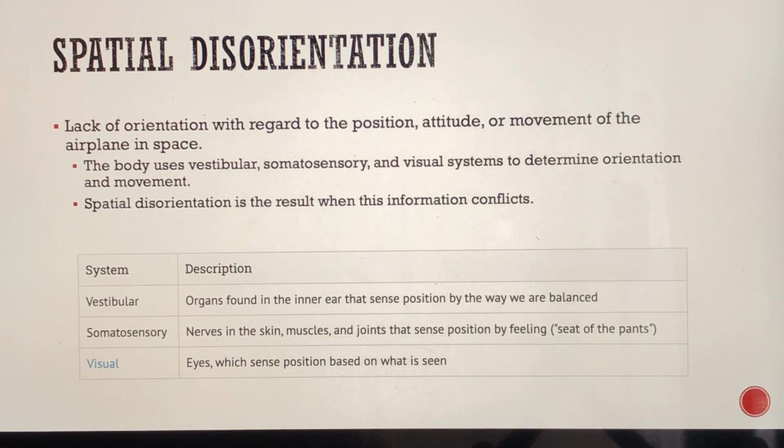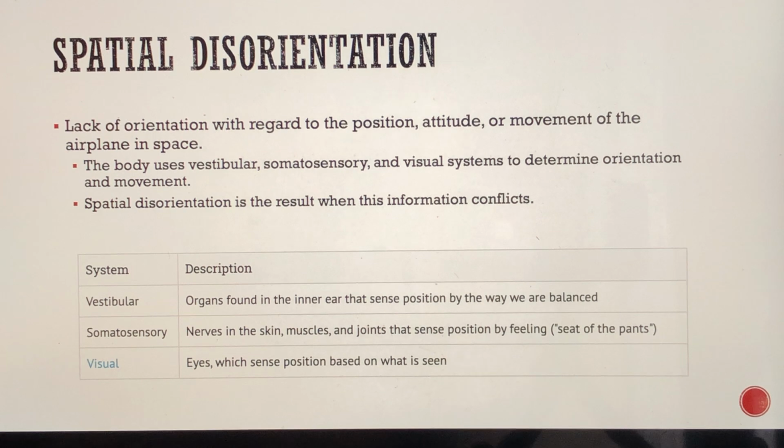So, spatial disorientation. This is the lack of orientation with regard to position, attitude, or movement of the airplane in space. The body uses vestibular, somatosensory, and visual systems to determine your orientation and movement. So, spatial disorientation occurs as a result of when all of these three systems have information conflicts.